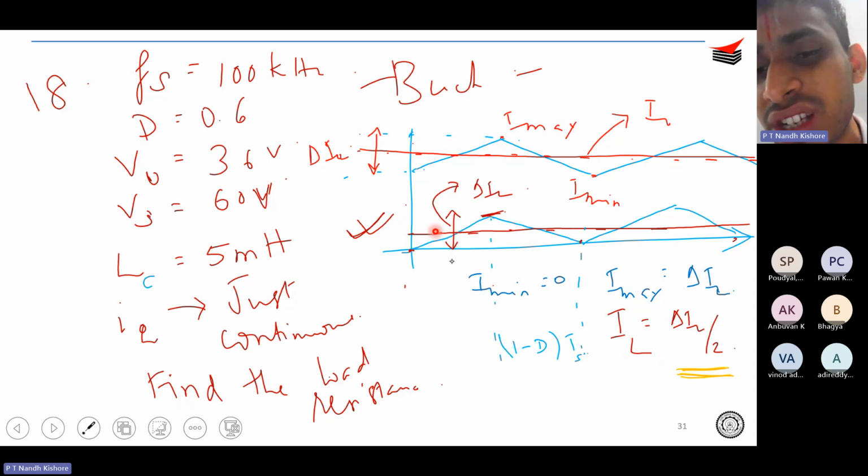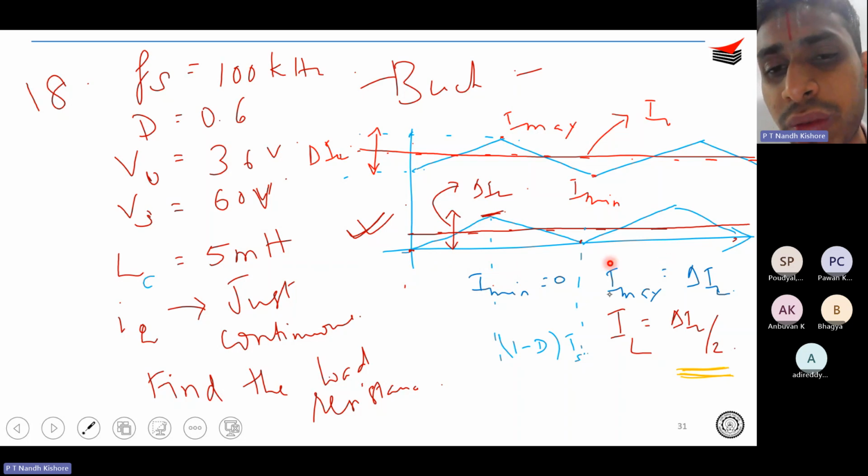Second thing, what is the average value of inductor current? As you may know, it is I max plus I min over 2, right? That's the average value of your inductor current. Over here, your I min is 0. Therefore, your IL average is I max over 2, right? We just saw that I max is equal to delta IL over here. Therefore, I am writing that your average value of inductor current, IL, is delta IL over 2.